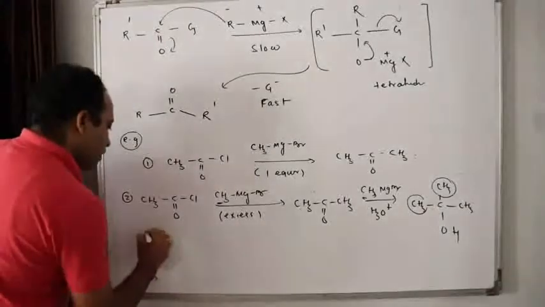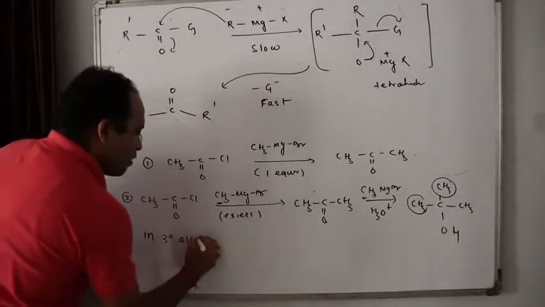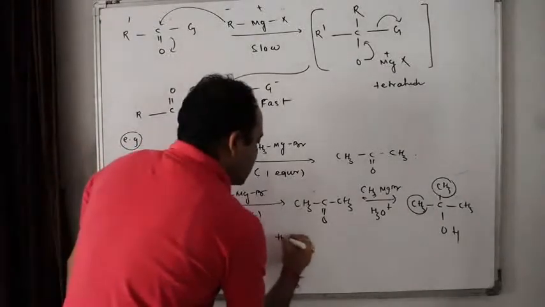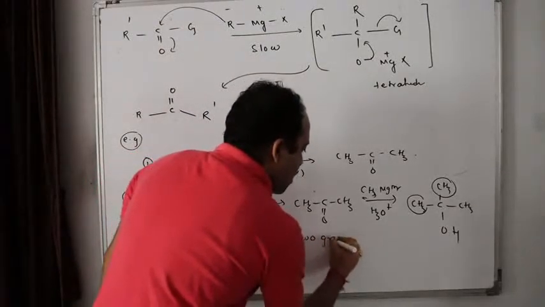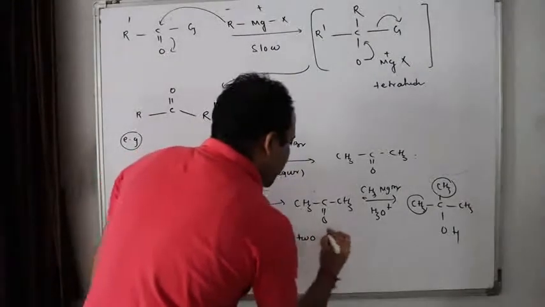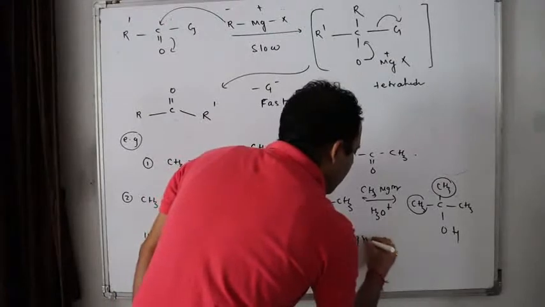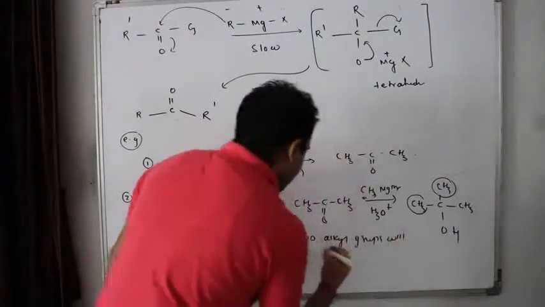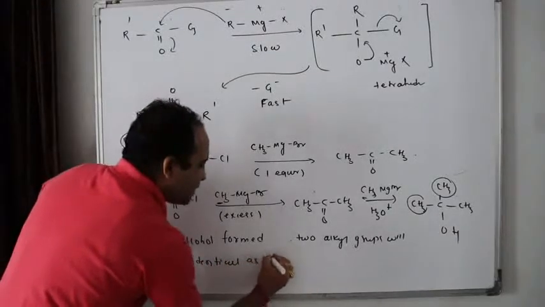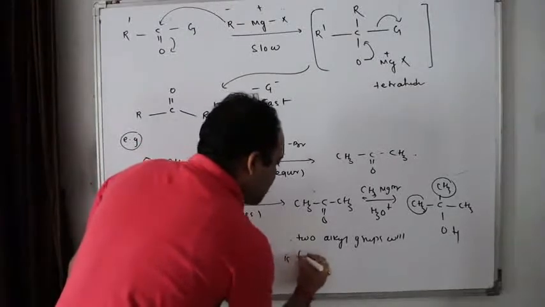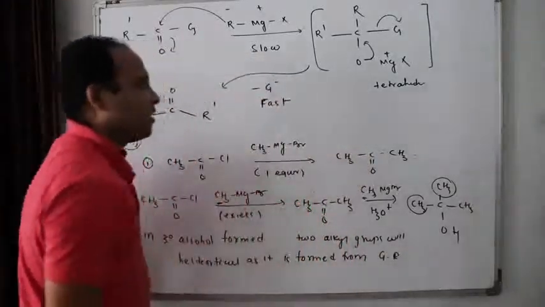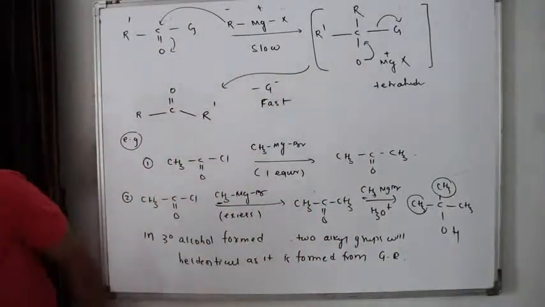Write down. In the tertiary alcohol formed, the two alkyl groups will be identical as it is formed from Grignard's reagent. Okay? Copy? Next.